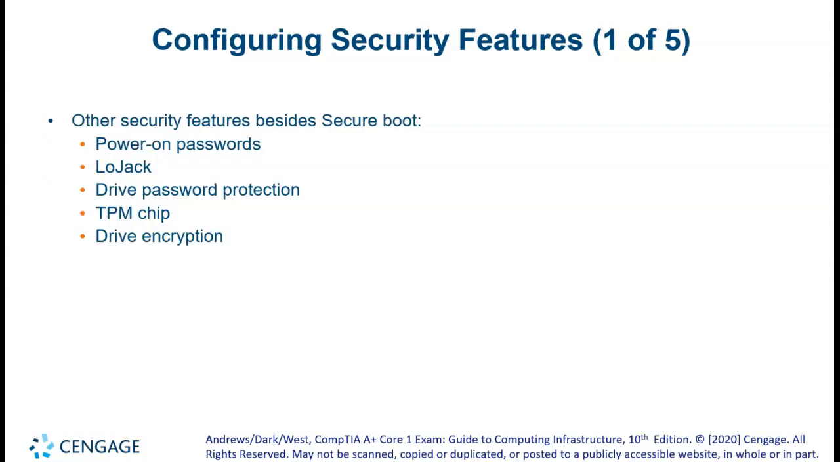Other security features besides Secure Boot: power on password. As soon as you turn it on, it asks you for a password. LoJack. If you've ever seen LoJack for cars, in case they steal your computer, you can track it. It's like a GPS. Drive password protection. Again, as soon as it comes up, it asks you for a password. TPM chip and drive encryption kind of work hand in hand with BitLocker, right?